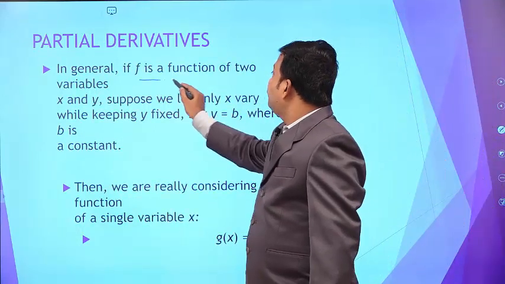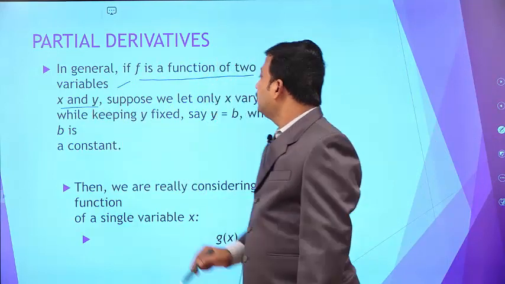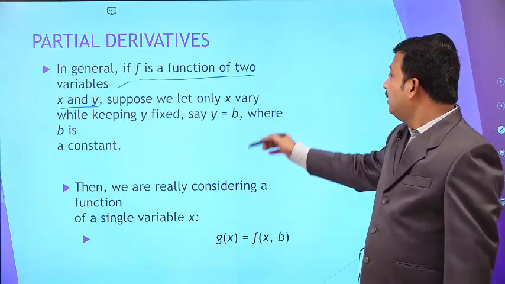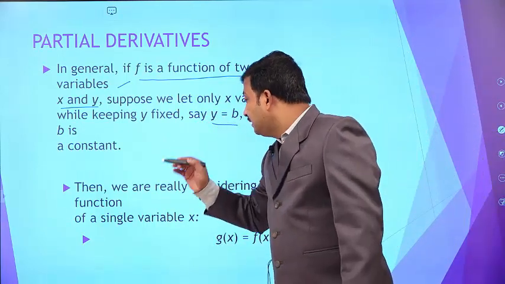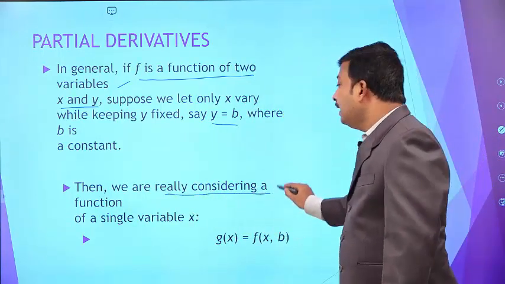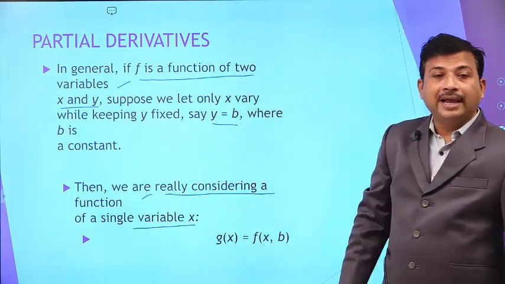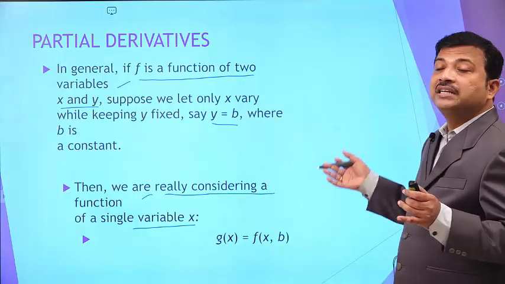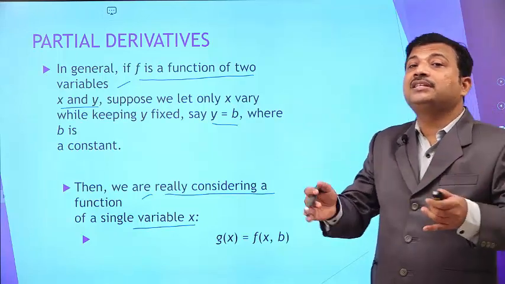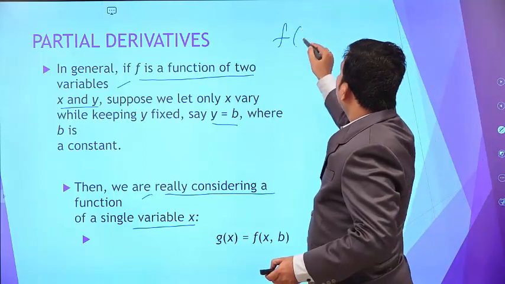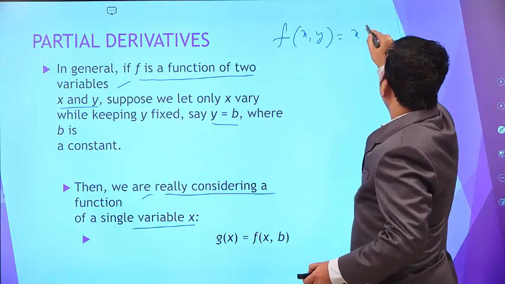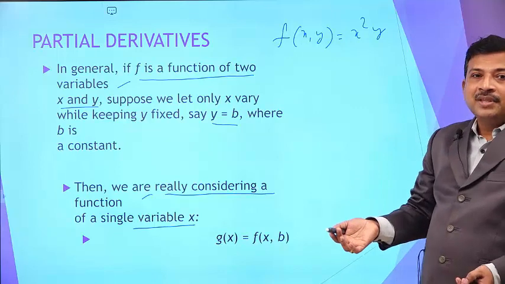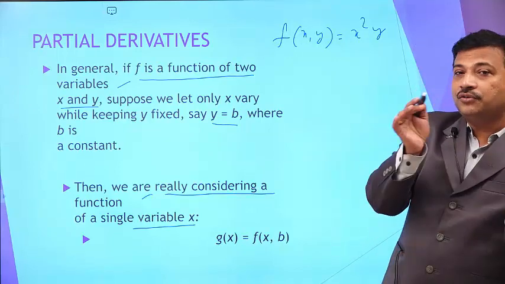In general, if f is a function of two variables x and y, and suppose we let only x vary while keeping y as a constant, let us take that as b, then you are really considering a function of a single variable x. This is the same way as the ordinary derivative, but we cannot differentiate both at a time. Let us take f of x y equals x square y. In a partial derivative, you cannot differentiate both at a time. Either you fix y or you fix x.